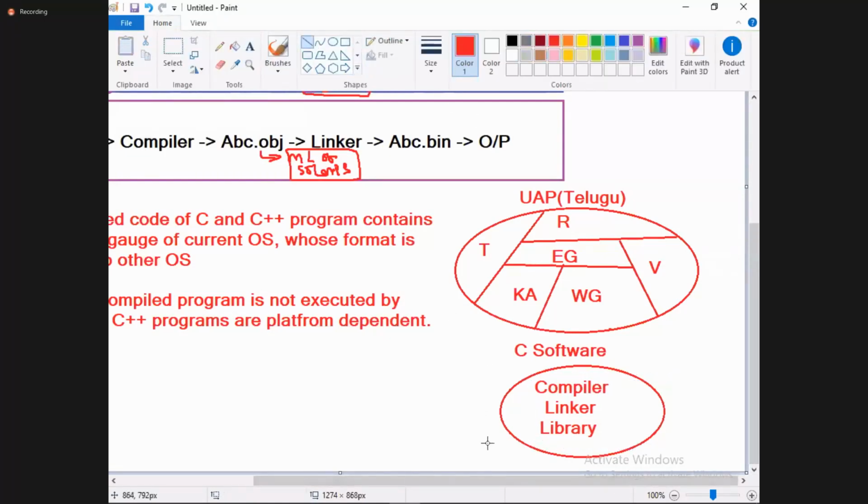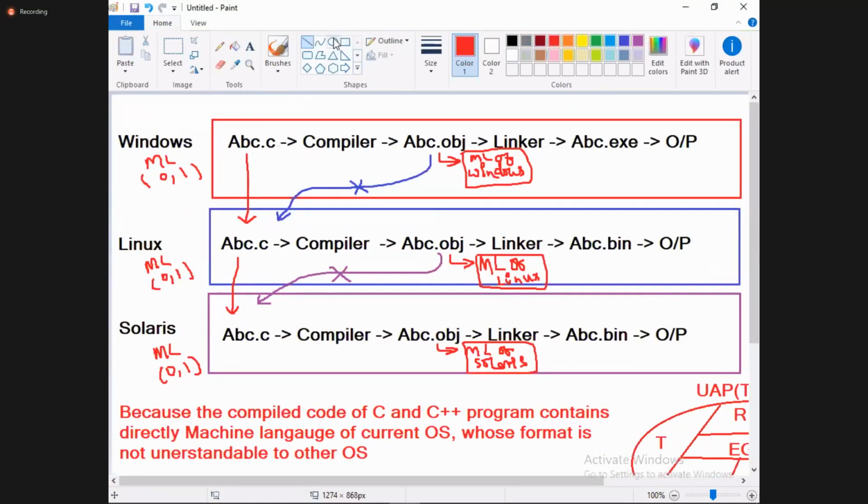If you carefully observe here, I have compiler software here, a second compiler software here, and a third compiler software here. I have three compiler softwares. Tell me, are these compiler softwares the same, or changing from one operating system to another? Everyone should guess. Same or changing? Changing, because the machine language is changing from one operating system to another.